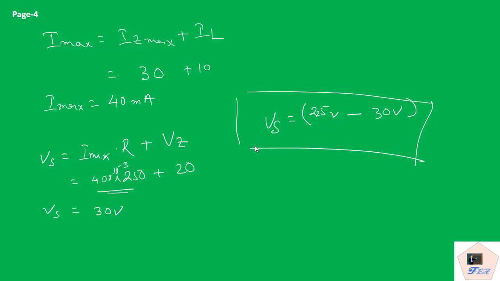So we end our discussion here, and this was the last type of problem under the Zener diode. So if you find any other type of problem, you can tell me accordingly. I can show you how to solve it.